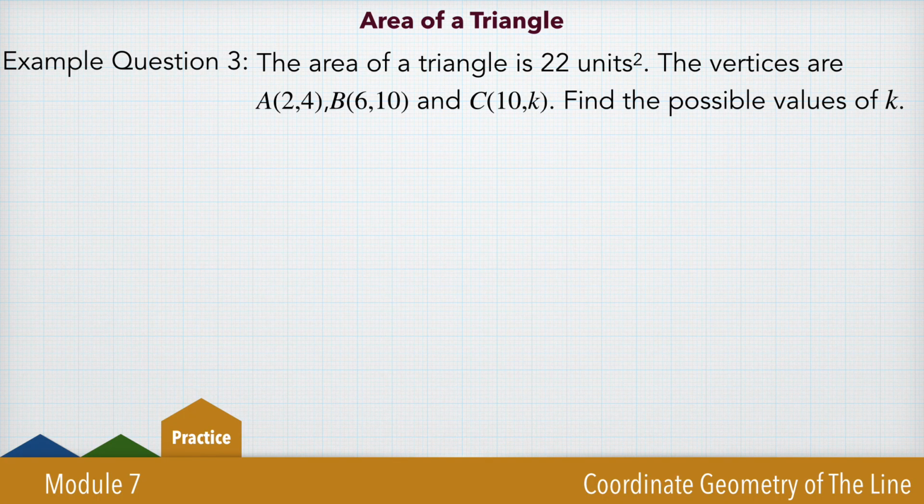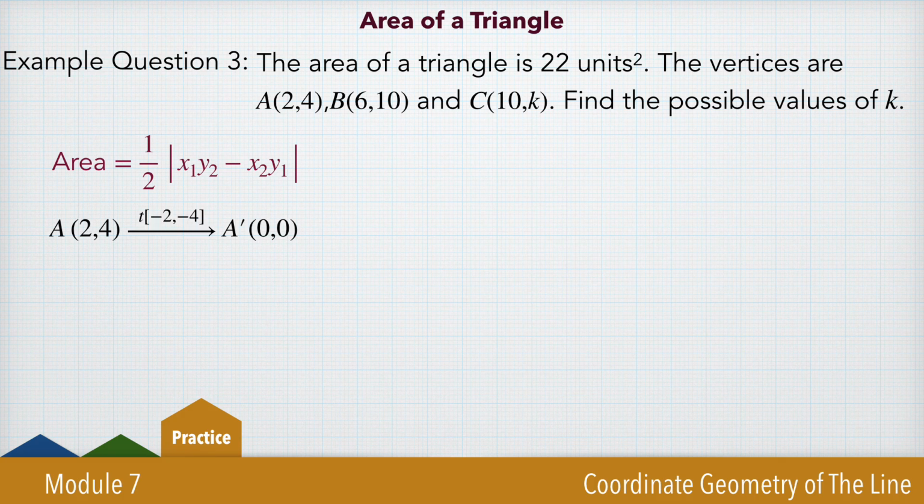In this question, we are given the area of a triangle as 22 units squared. We are also given the coordinates of the 3 vertices, but one of our coordinates contains an unknown k value, and we are asked to find the possible values of k. In this type of question, we will use the converse of the area formula.